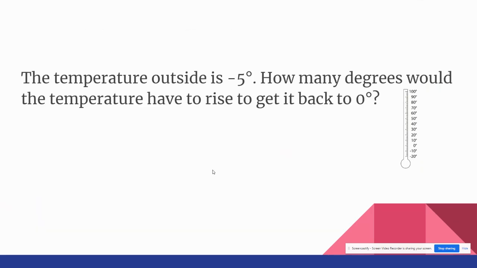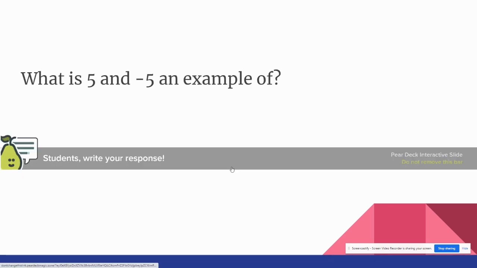So the temperature outside is -5. How many degrees would the temperature have to rise to get back to 0? Here's one of the vertical number lines, a thermometer. So if you're at -5, how many degrees to get back to 0? 5 is correct. So what is 5 and -5 an example of? Additive inverse is correct.